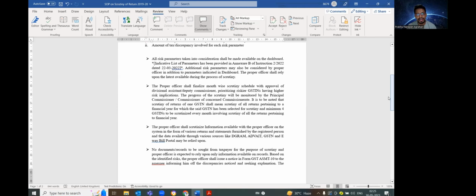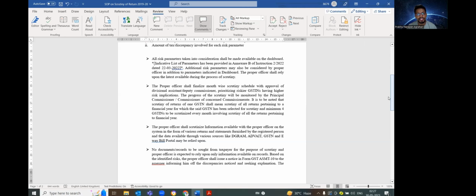It can be noted that scrutiny of one GSTN shall mean scrutiny of all returns pertaining to a financial year, and a minimum of 4 GSTNs are to be scrutinized every month. It means the officer needs to do the scrutiny of all returns of a financial year to complete one scrutiny of a GSTN. Likewise, the officer has to complete at least 4 GSTN scrutinizations every month.